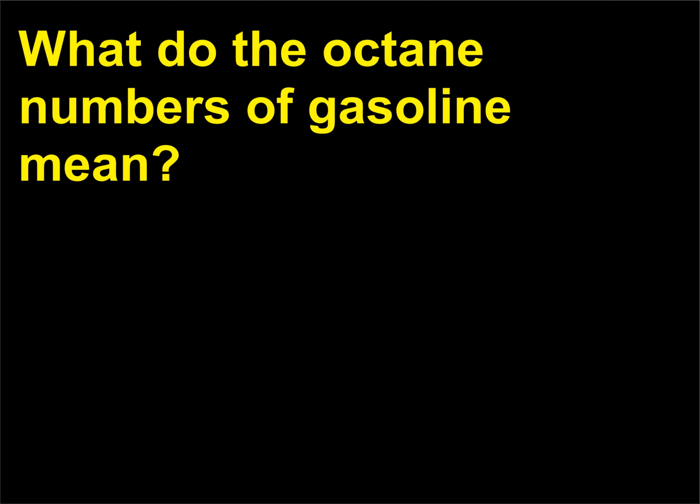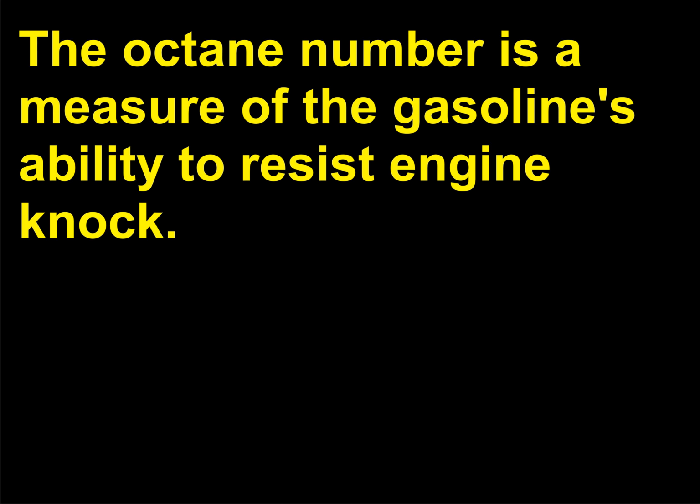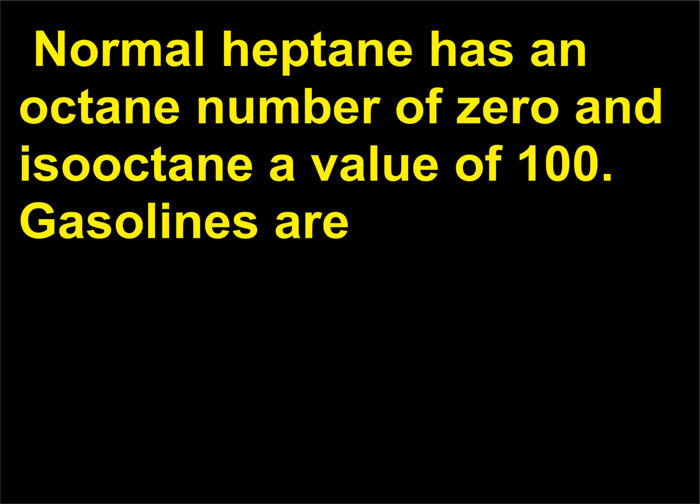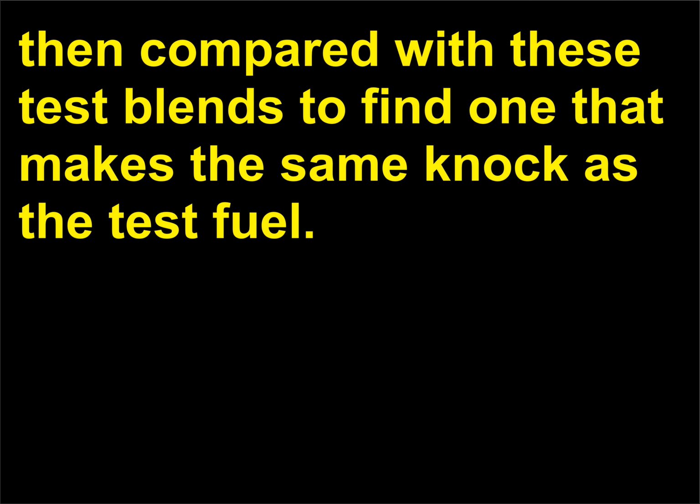What do the octane numbers of gasoline mean? The octane number is a measure of the gasoline's ability to resist engine knock. Two test fuels, normal heptane and isooctane, are blended for test results to determine octane number. Normal heptane has an octane number of 0 and isooctane a value of 100. Gasolines are then compared with these test blends to find one that makes the same knock as the test fuel.